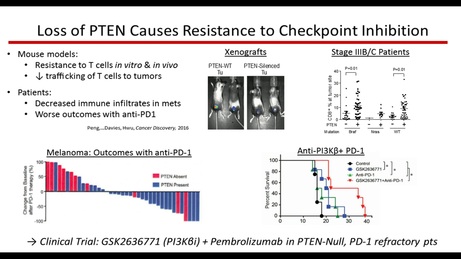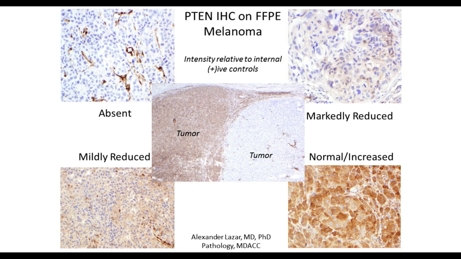Similarly, a PI3 kinase beta selective inhibitor was able to inhibit the PI3 kinase pathway in the PTEN null tumor cells without actually interfering with the immune viability or function. As a single agent, it did not have much activity, but when we combined those two agents together, we saw a marked improvement in the T-cell infiltrate into the tumors and much better anti-tumor activity. And actually, based on this data, we now have a phase 1, phase 2 clinical trial ongoing at MD Anderson, combining a PI3 kinase beta inhibitor with the anti-PD-1 antibody pembrolizumab in PTEN null PD-1 refractory patients.